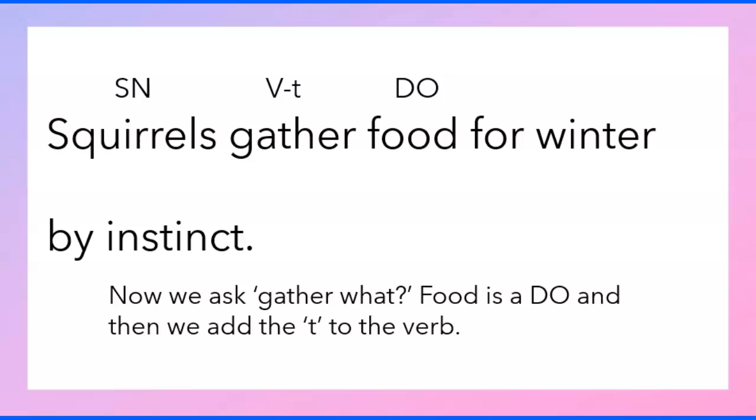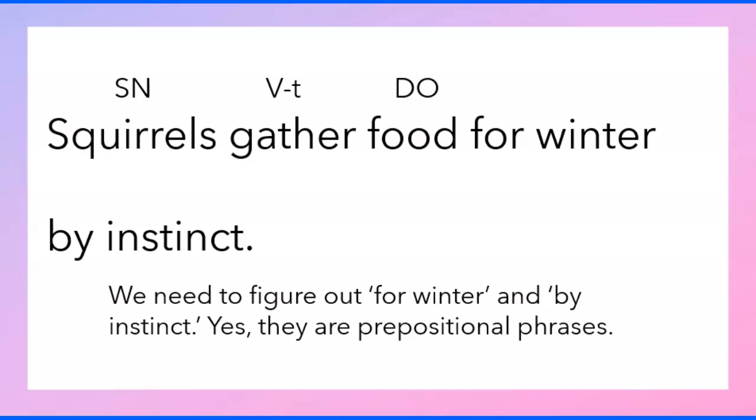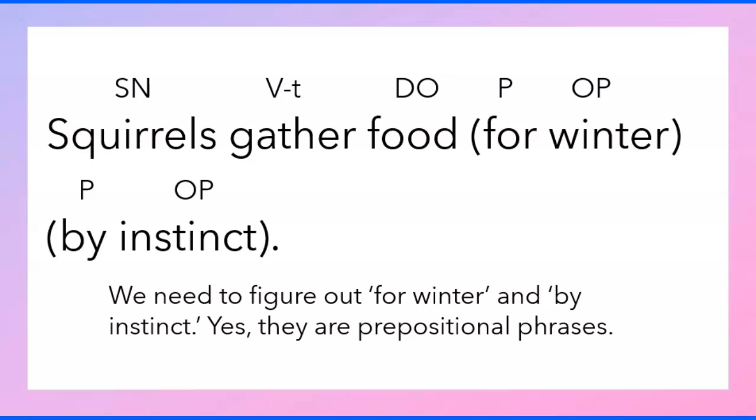Now, our next question is, the squirrels gather what? And since we can answer that with the word food, we're going to put direct object right above food. Squirrels gather food. And we make sure to put the VT in there for verb transitive. And then finally, we need to figure out what for winter and by instinct are. Well, you just recited that preposition jingle, so hopefully you knew that they were prepositions. So let's put our prepositional phrases in.